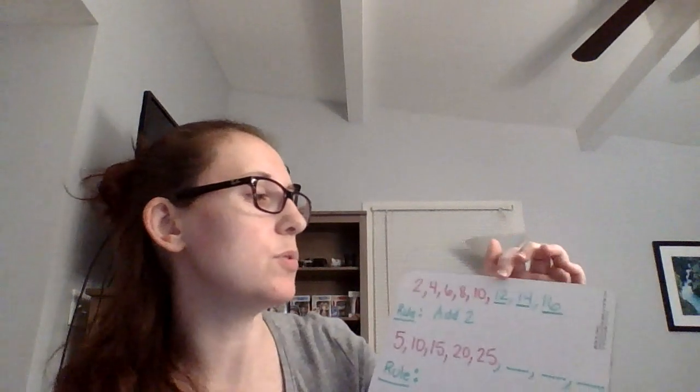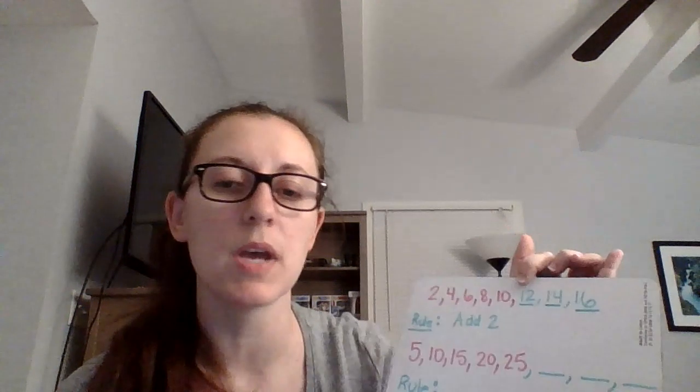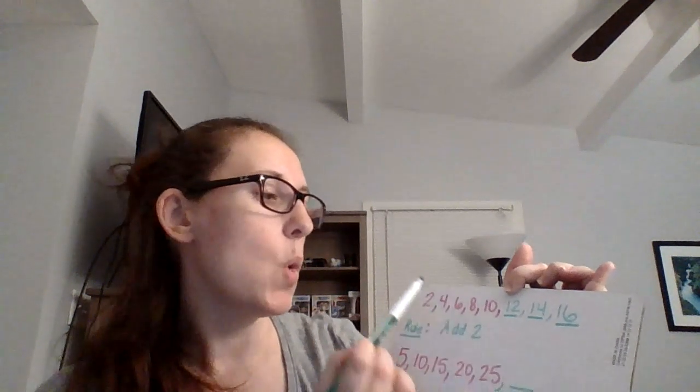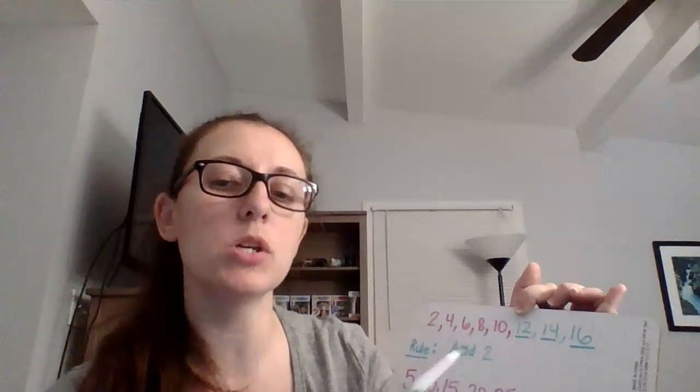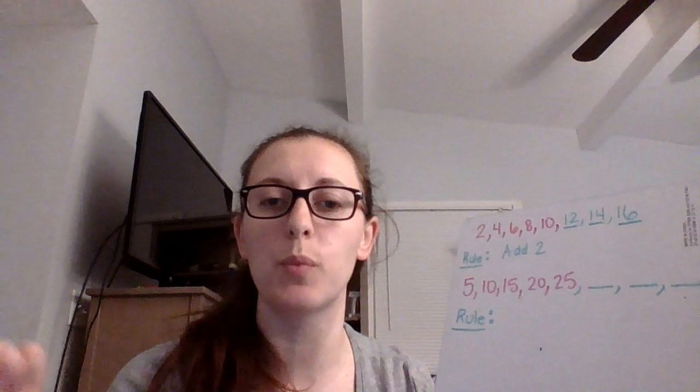Number one says 2, 4, 6, 8, 10, and then they filled in 12, 14, 16. What you had to do is finish the pattern with the next three numbers, and the next three numbers we see were 12, 14, and 16. Then you have to figure out what they did to each number to get the next number in the pattern.